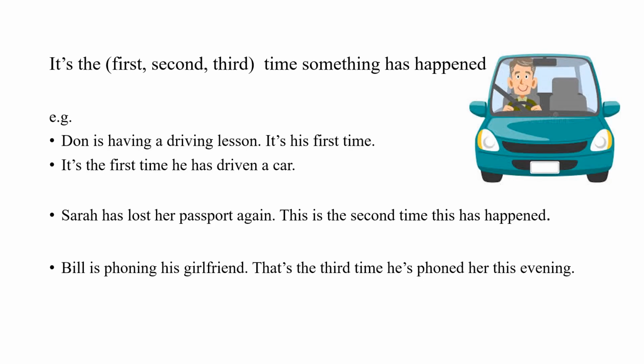A present perfect tense can also be used when we say that it's the first, second, or third time of an action. For example, Don is having a driving lesson. It's his first time. It's the first time he has driven a car. Similarly, Sarah has lost her passport again. This is the second time this has happened.